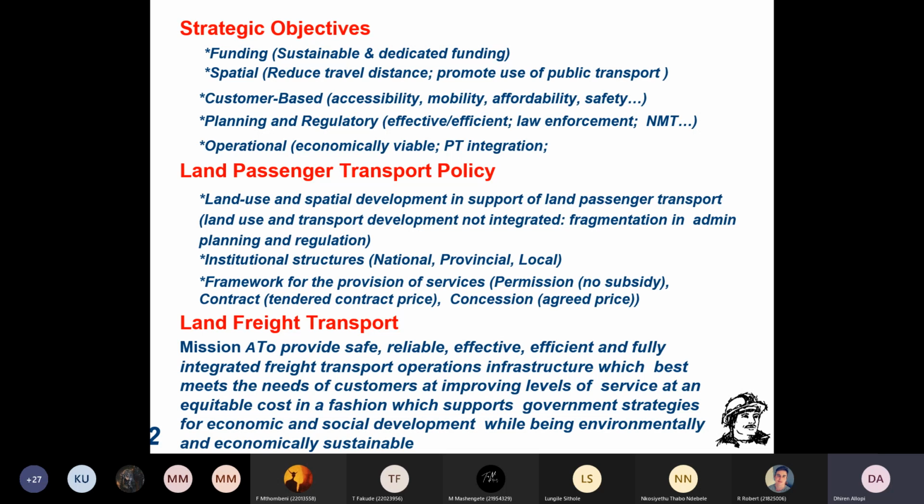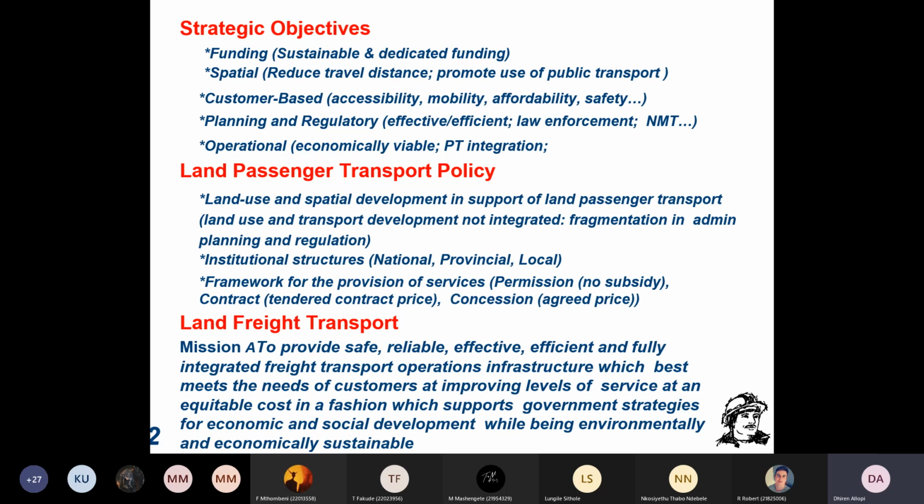So you tender, and depending on your tender price, not necessarily having the lowest price, very often, yes, it goes to the lowest tender. That pertains to be a contract. When we talk in terms of concession, it is where an agreed price is decided with the authority, and the terminology for that we use is concession. So that dealt with land passenger transport, and similarly you then have land freight transport.